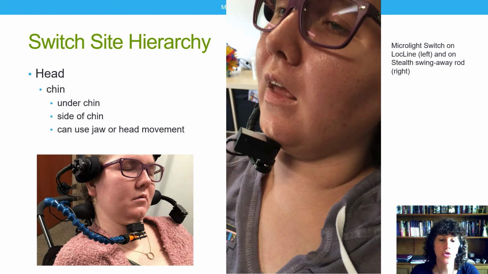She has another switch mounted over her left shoulder, and we'll revisit Kiana in one of our subsequent videos when we're talking about placement in that area. On the right, we can see that we initially tried this microlight on a swing away bar from Stealth off of her head support. However, it wasn't quite long enough, so that's why we went to the lock line.